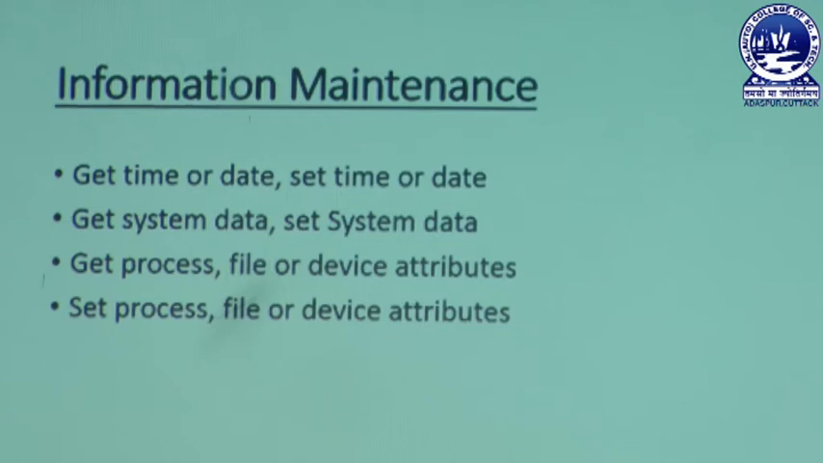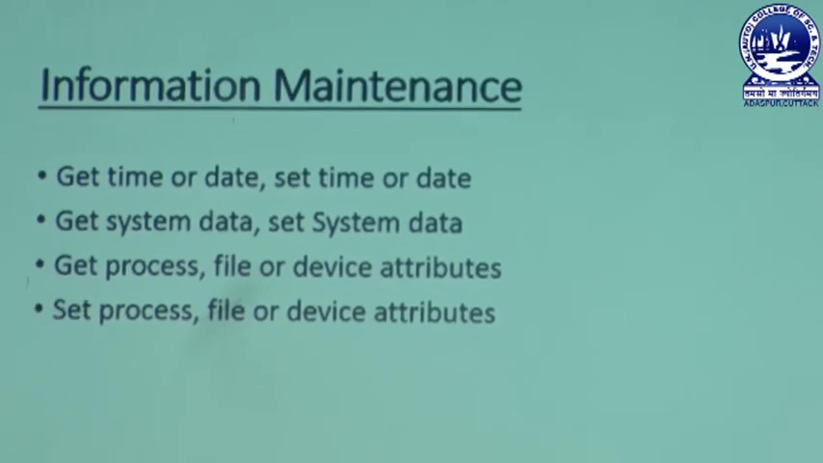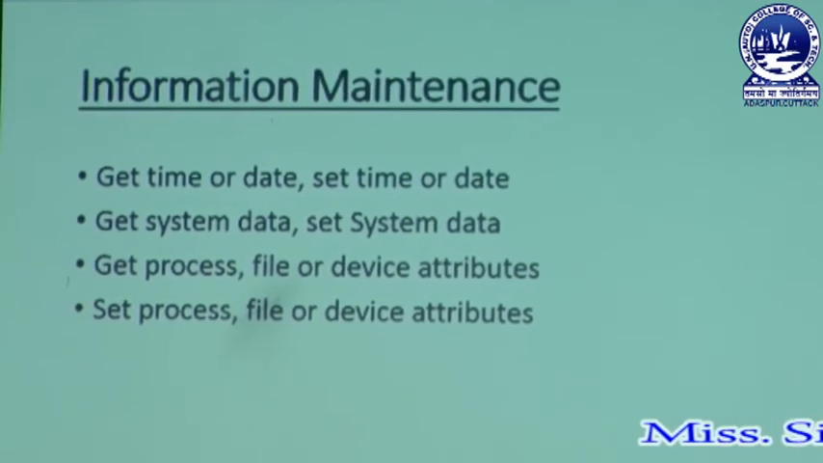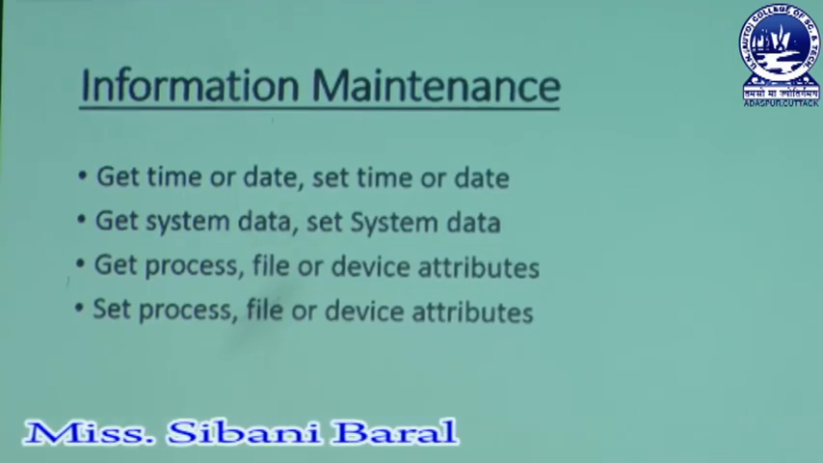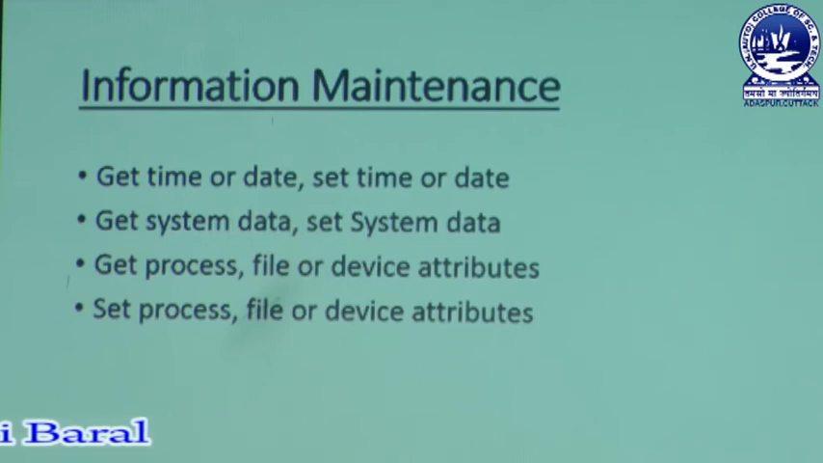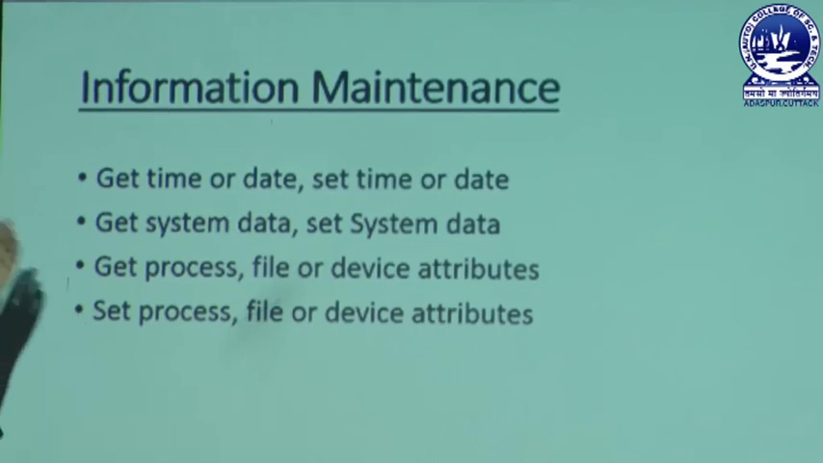Next is get process, file or device attributes. To get process, file or device attributes, we need to use some system calls that fall under information maintenance, that is get process, file or device attributes. Next is set process, file or device attributes, for setting them. So getting and setting the process, file or device attributes, these are the system calls used in your operating system.